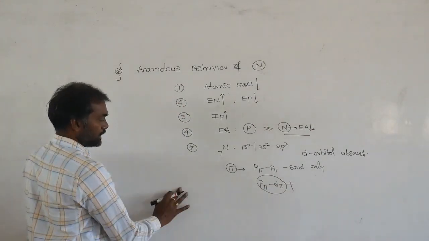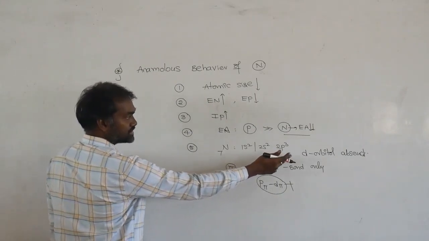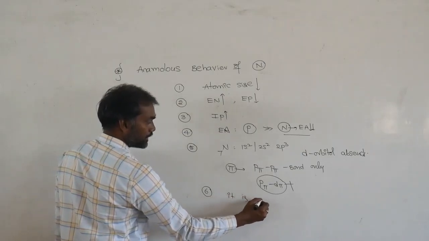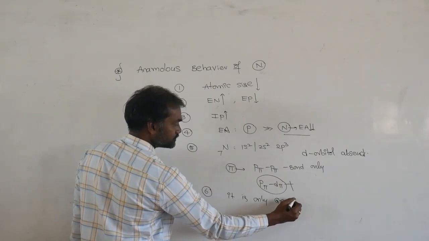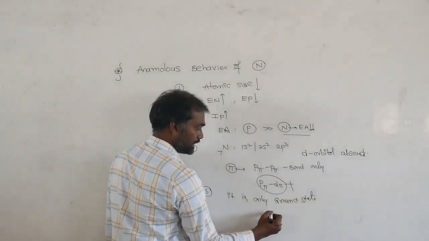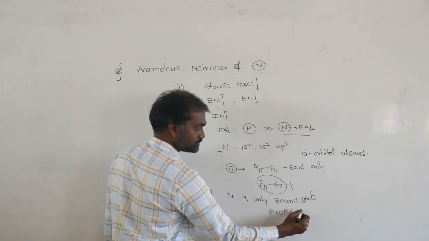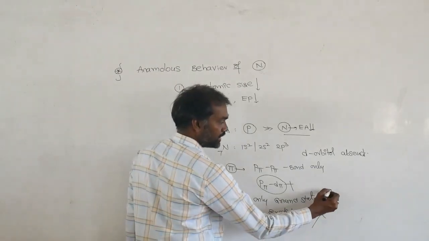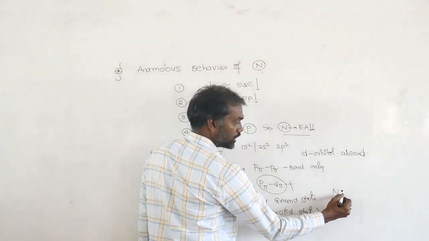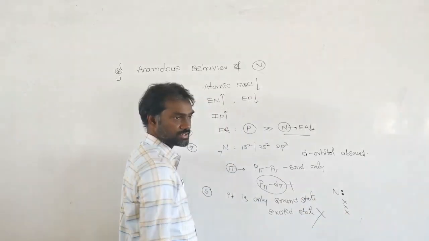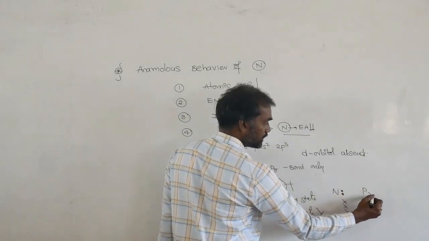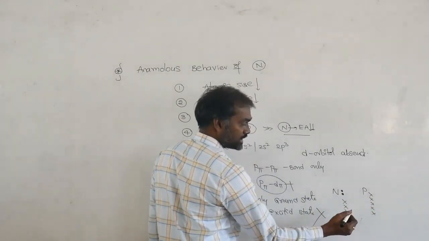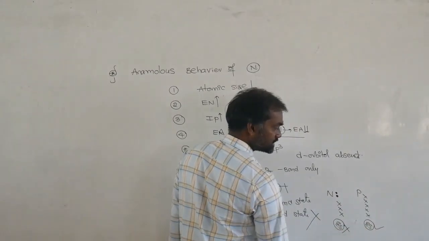Next, because of the absence of d, it is only in the ground state. Excited state is not showing. That's why for nitrogen you should write one lone pair and 3 single electrons compulsorily. But for phosphorus you can write 5 unpaired single electrons, because here the excited state is present, and in nitrogen the excited state is not there.